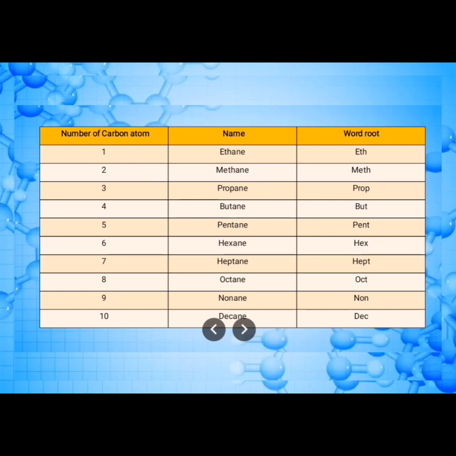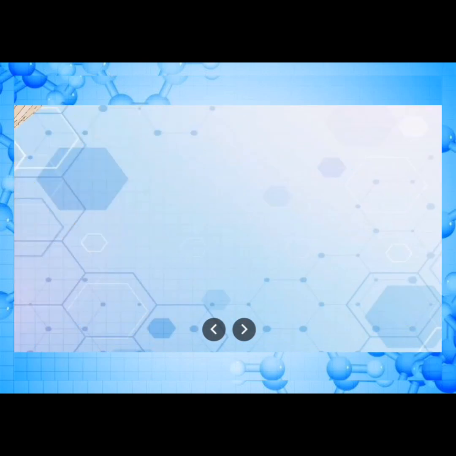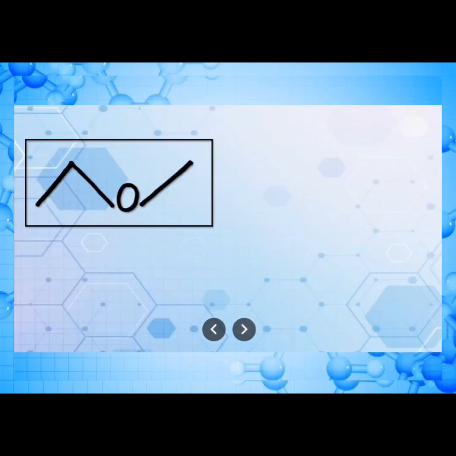If there are 3, propane, and 4, we have butane. If there are 5 carbons, we have pentane. If there are 6, hexane. If there are 7 carbons, we have heptane. If there are 8 carbons present, octane, and 9 for nonane, and 10 for decane. I only include up to 10 carbons, and it continues with 11, and so on and so forth. The next slide will be the examples.